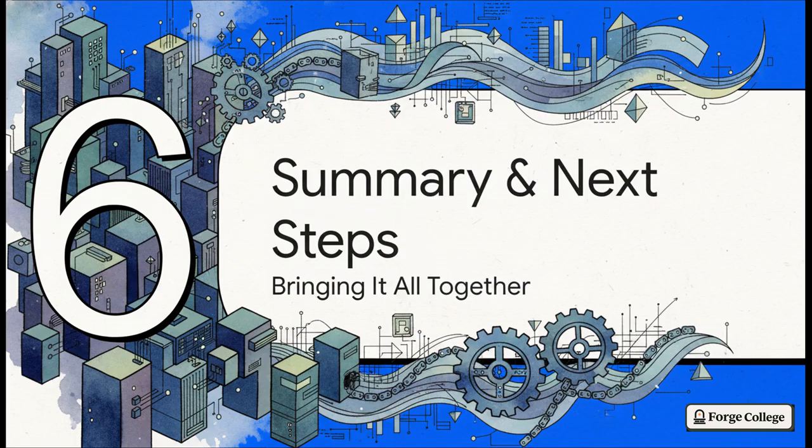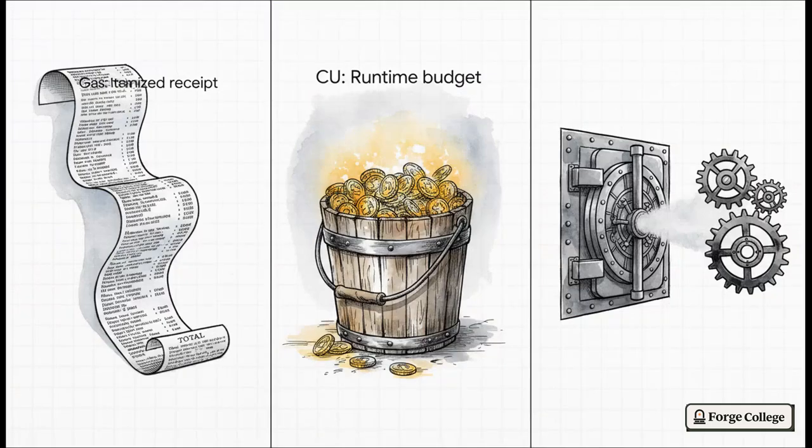All right, part 6, summary and next steps. Let's go ahead and wrap up our time here in the blockchain accounting department, bringing it all together. If you only take away 3 things today, make it these golden principles. Number 1, treat gas as an itemized receipt to really drive your micro-optimizations. Number 2, treat compute units as a runtime budget for broad end-to-end control. And number 3, whenever you leave the EVM, always, and I mean always, mentally separate your execution costs from your persistent storage rent. They are 2 totally different beasts.